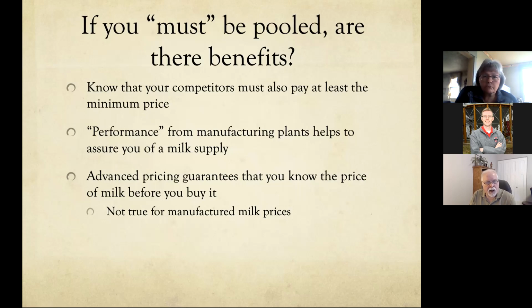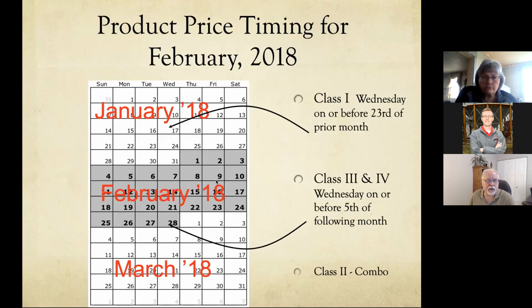For a bottling plant, we have different timing that goes on. And the advanced pricing there means that you get to know what your milk is going to cost you before you actually buy it. A cheese plant doesn't know that. Their milk is priced after they've already used it. Here's a kind of calendar. I'm just showing examples of the milk price in February of 2018.